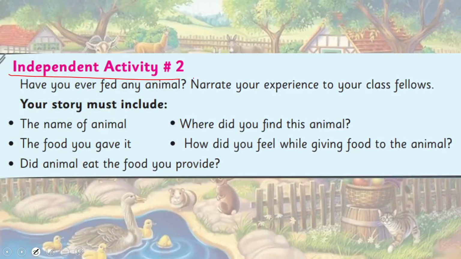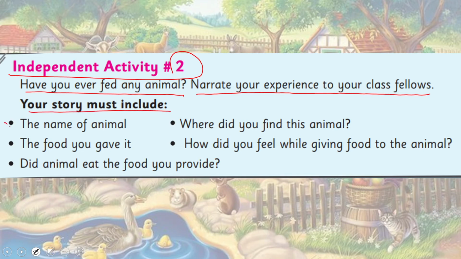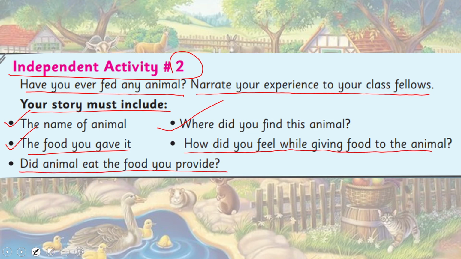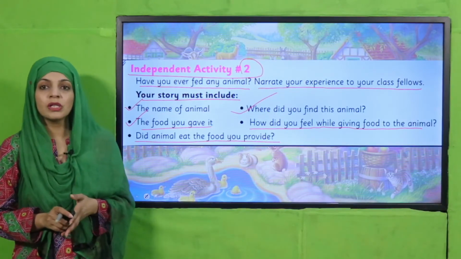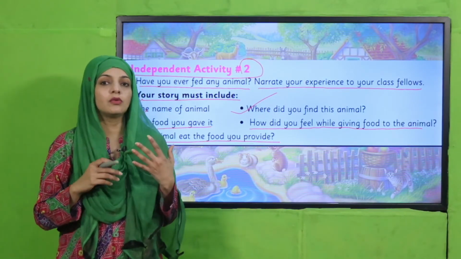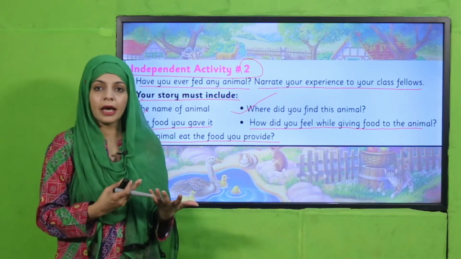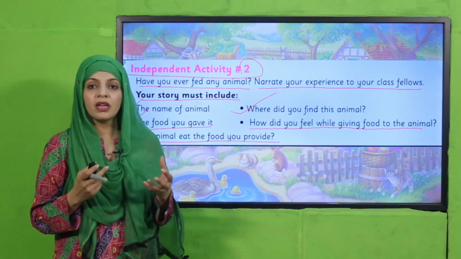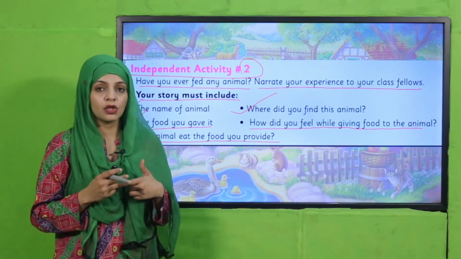So independent activity number 2. So have you ever fed any animal? Narrate your experience to your class fellows. Your story must include name of the animal, where did you find this animal, the food you gave to it, how did you feel while giving food to the animal, did animal eat the food you provide. So my dear students, अब आपको घर में एक स्टोरी जो भी आपने कभी किसी जानवर को खाना खिलाया हो तो आपने उसके ऊपर एक स्टोरी क्रिएट करनी है और नेक्स्ट डे आपने अपने क्लास फेलो से शेयर करनी है.